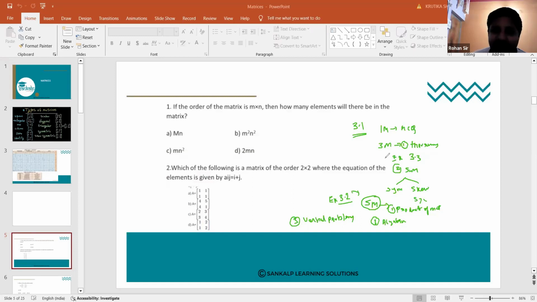So based on these concepts, we will continue with today's class. Pay attention. If there are any doubts, message in the chat box. After the explanation of the particular example, we will discuss that.